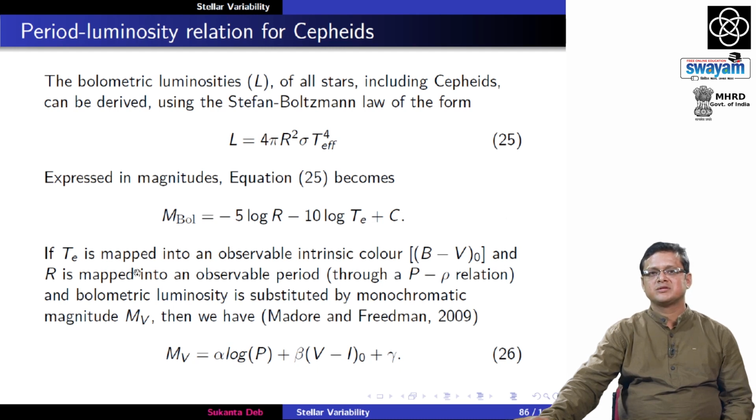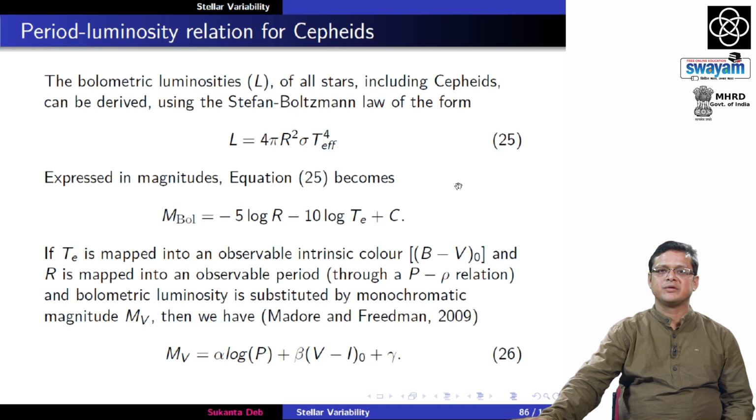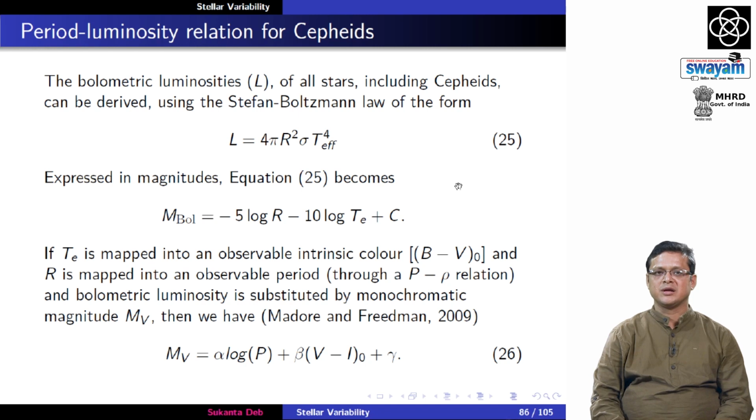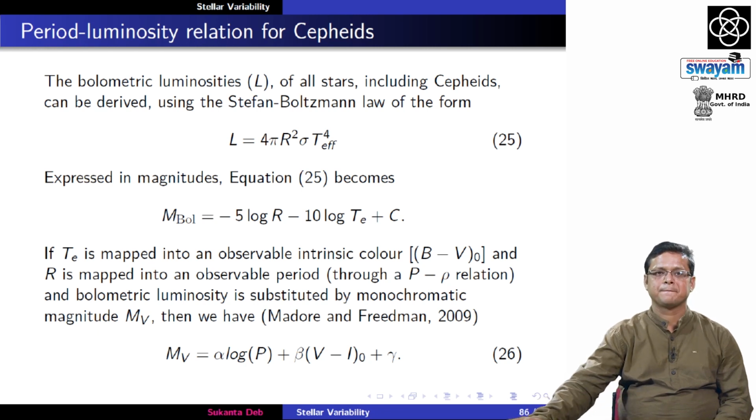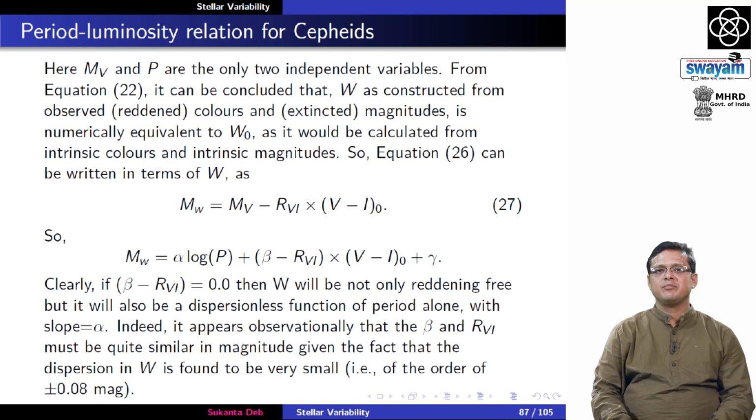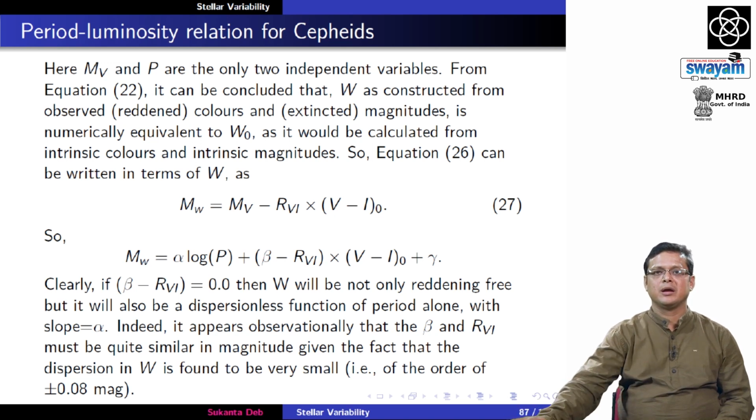If T e, which is the effective temperature, is mapped into an observable intrinsic color B minus V naught, and R is mapped into an observable period through a period density relation, and bolometric luminosity is substituted by monochromatic magnitude m v, then we have m v is equal to alpha log P plus beta B minus I naught plus gamma. Here m b and P are the only two independent variables. From equation 22, it can be concluded that W as constructed from observed colors and extincted magnitudes is numerically equivalent to W calculated from intrinsic color and intrinsic magnitude.